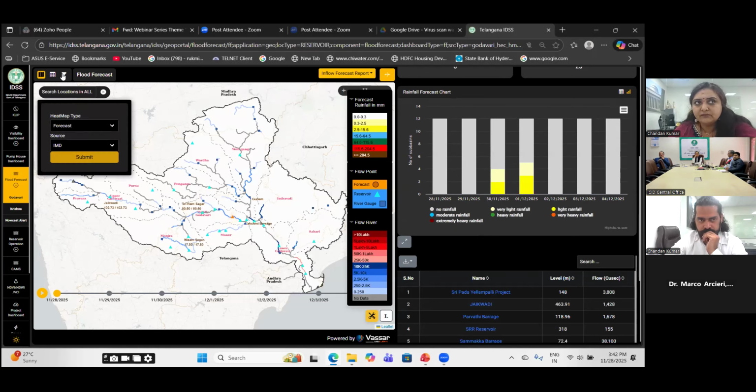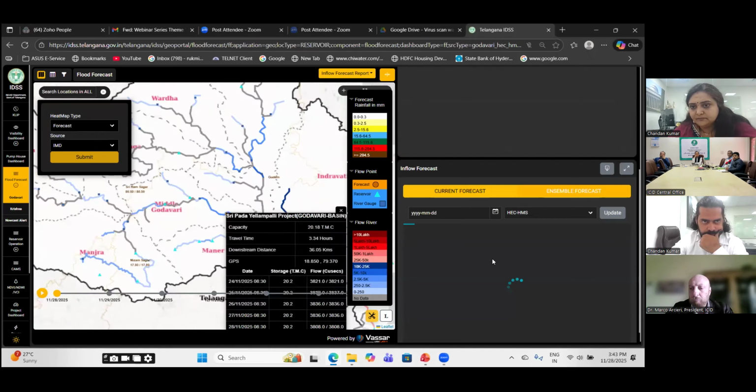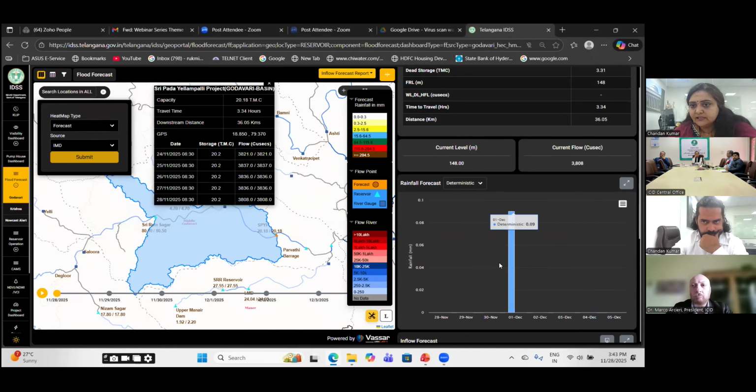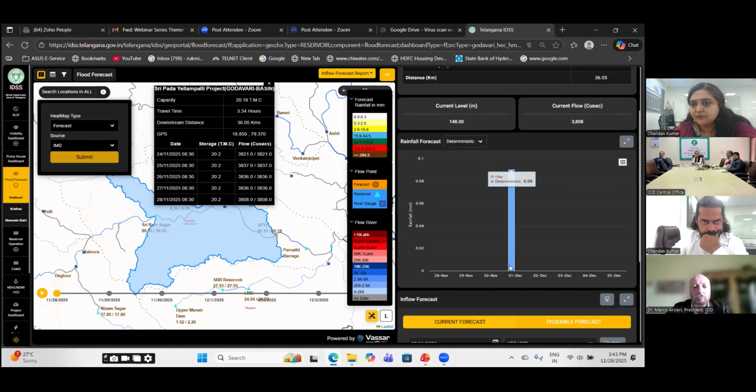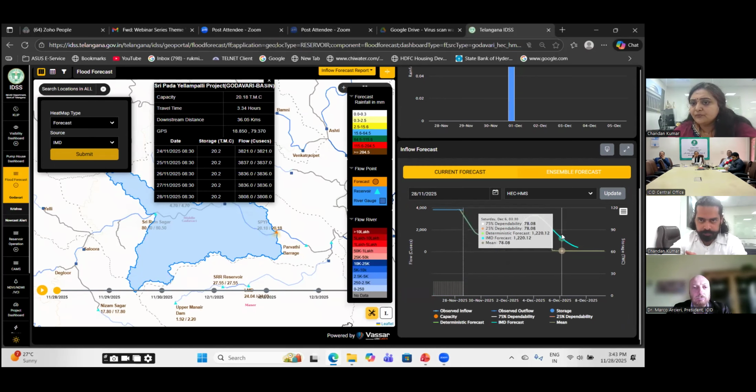Before coming to that, we have selected here the forecast of IMD, which is for the next 7 days. So this is what it is showing. Now this is Sripada Yellampalli. If I click over here, this whole basin is going to get highlighted, and it is going to give, on 1st November, the deterministic data, which is 0.09, the rainfall that is 0.09, and it is also going to give us the forecast.